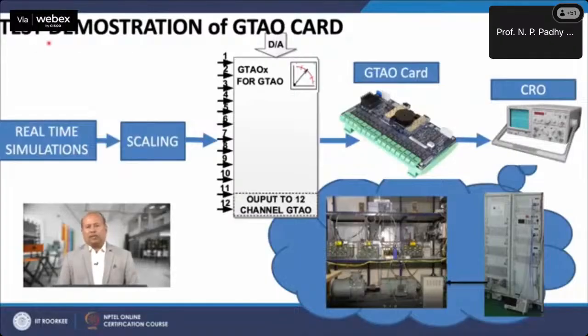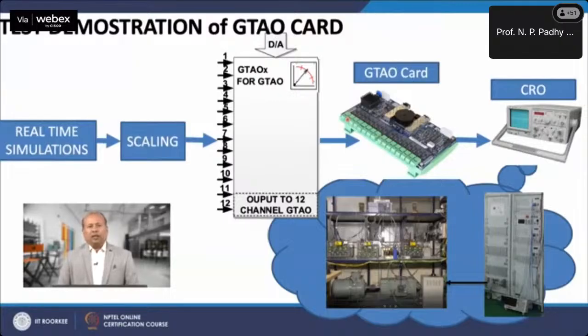Now, in the test demonstration of the GTAO card, the next demonstration is to show the working of the GTAO card, which is basically a digital to analog converter. The signal from RTDS is scaled in the RSCAD GTAO analog output component, which is then sent to the GTAO card.